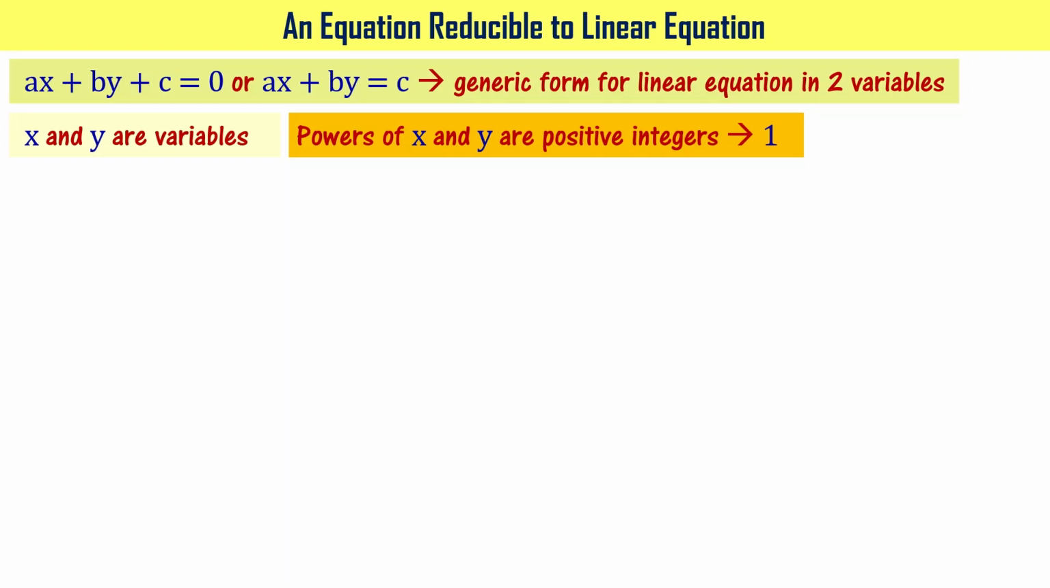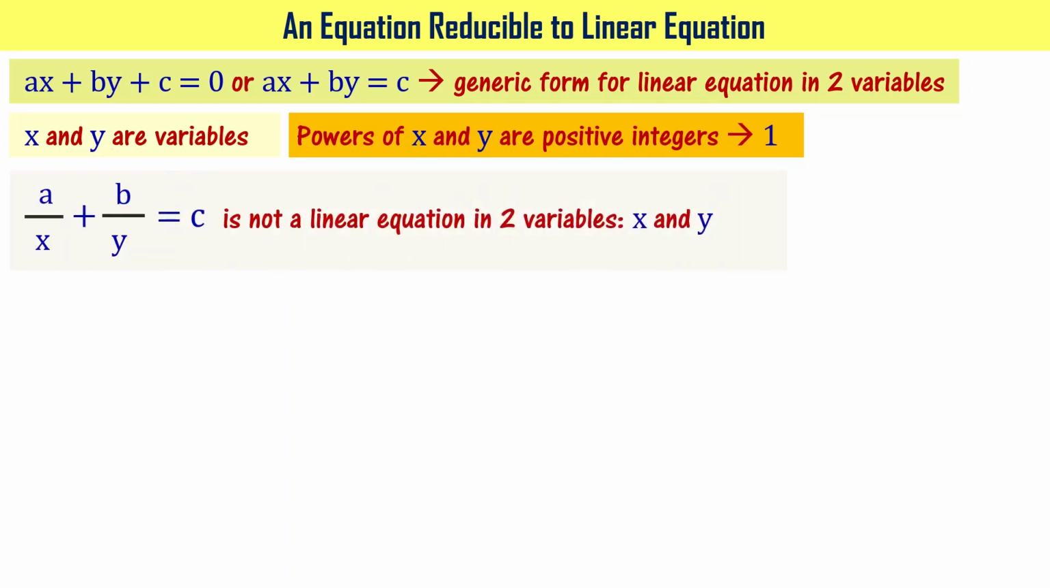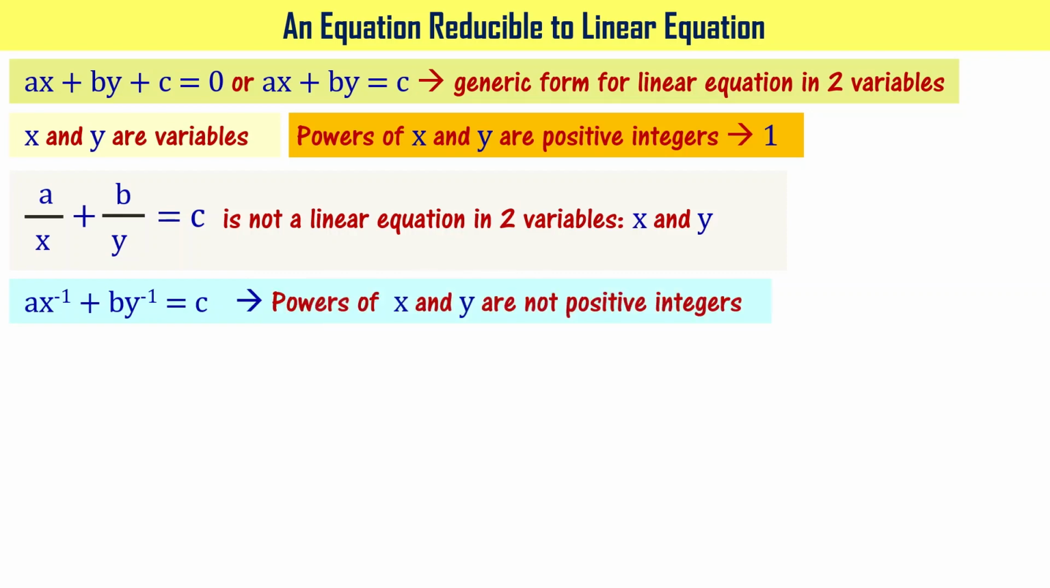The powers of x and y are 1 and 1 respectively, right? a by x plus b by y equal to c is not a linear equation in two variables, x and y. The reason is that this particular equation can be written as ax to the power of minus 1 plus by to the power of minus 1 equal to c, right? If you observe, the powers of x and y are negative numbers. Those are not positive integers. For that reason, we say that this particular equation is not a linear equation in two variables.